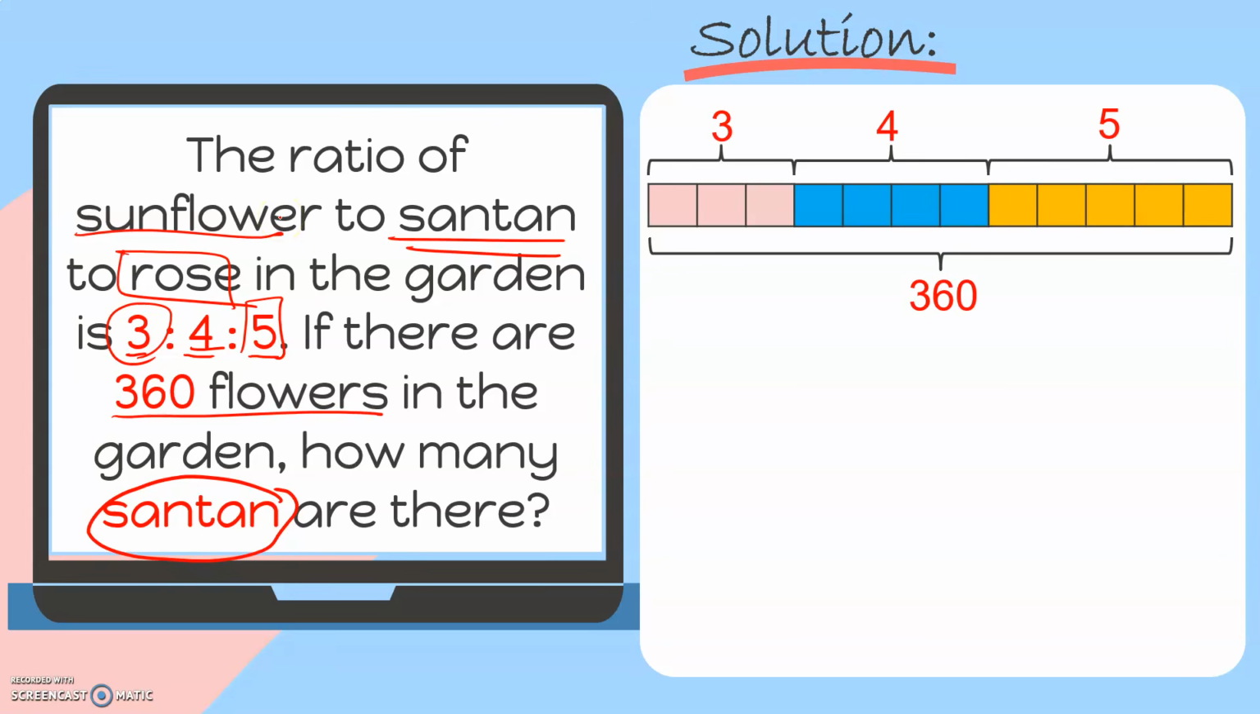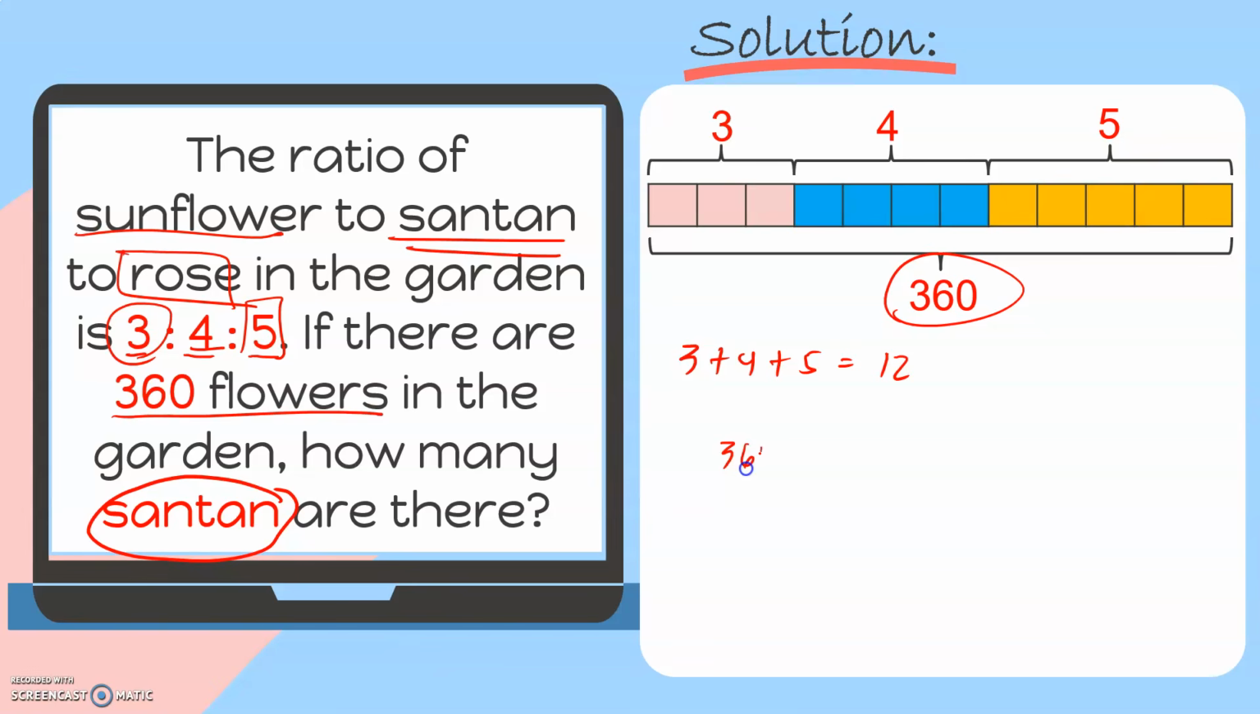So again, let's use an illustration for us to visualize it clearer. So the total is 360. There are 3 parts of 360 for sunflower, 4 parts of 360 for santan, and 5 parts of 360 for rose. Okay, so first, let us add all the numbers in the ratio, that will be 3 plus 4 plus 5. That means 360, or the whole, is divided into 12 equal parts.